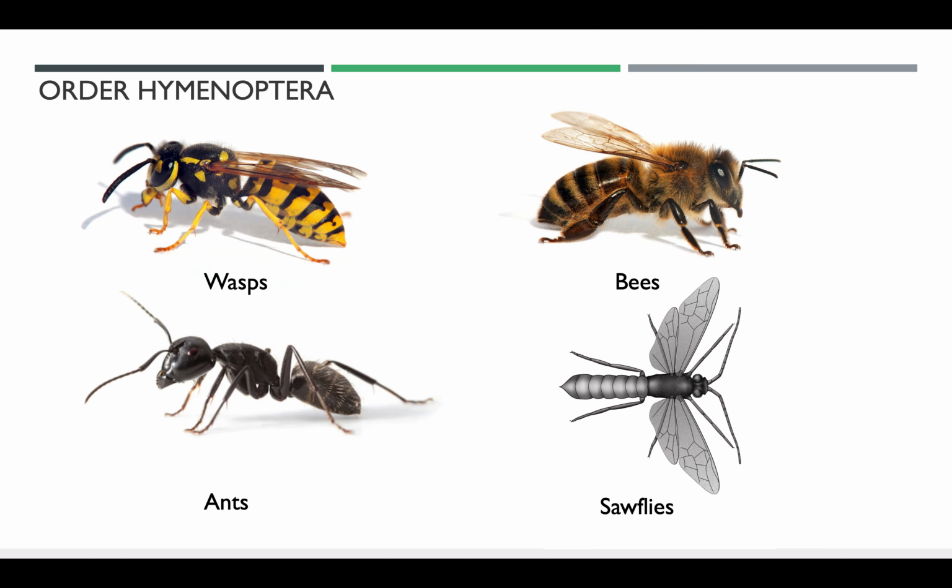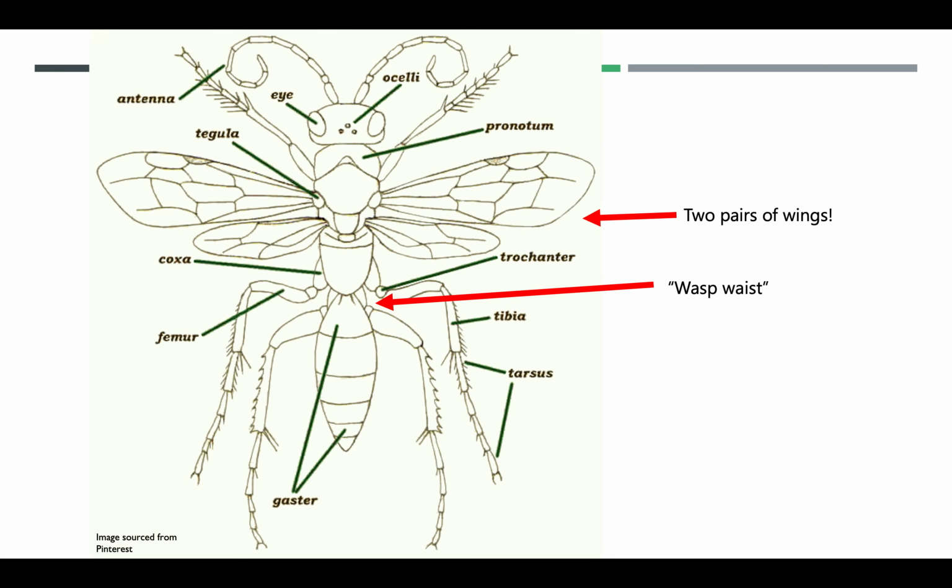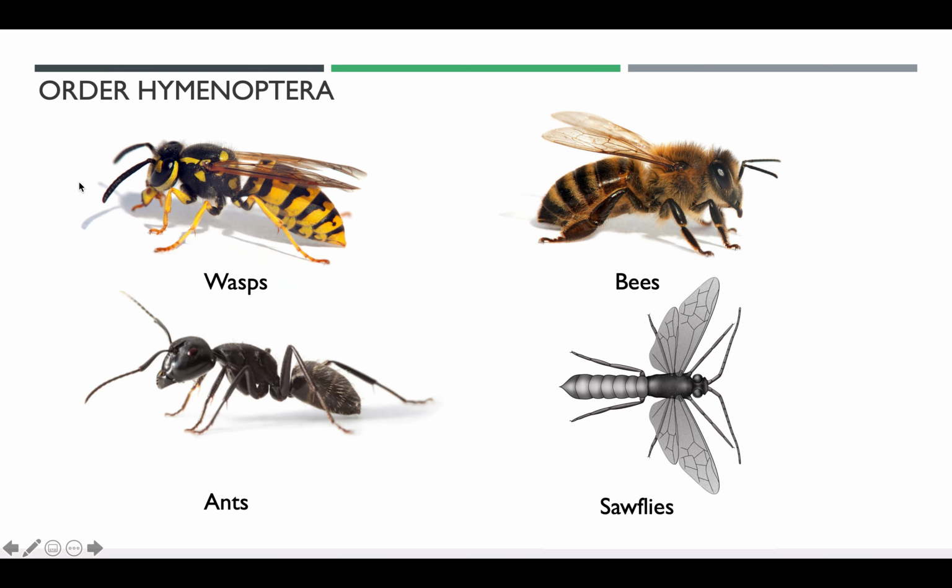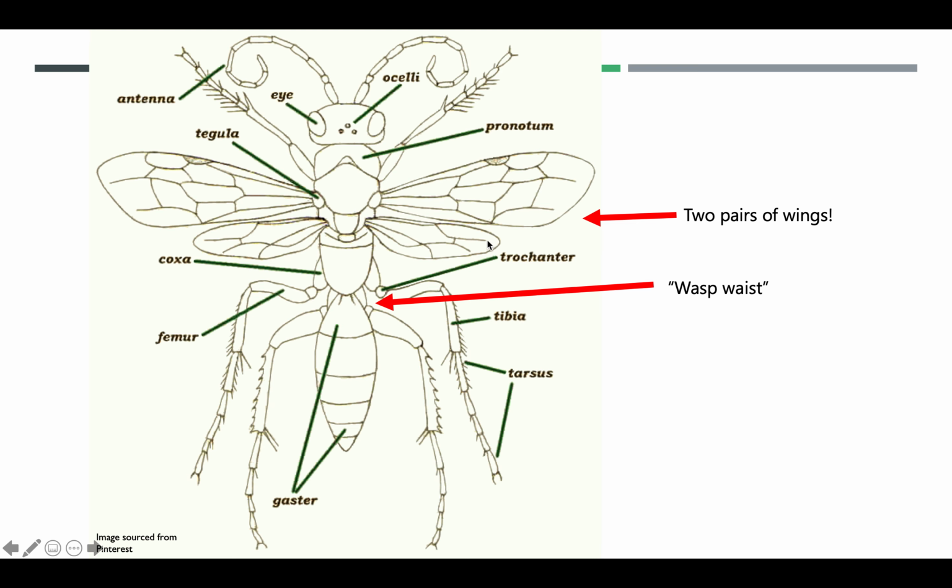So these are under the order Hymenoptera: wasps, bees, ants, and sawflies. All hymenopterans, and again, that's a really big word, but it covers four really diverse groups. They all have two pairs of wings, as do most insects, but that's kind of how you tell them apart from flies, for example. And many of them have what you call a wasp waist. So you'll notice that the thorax kind of tapers here towards the abdomen. And that's also a defining characteristic that will separate it from flies, for example.